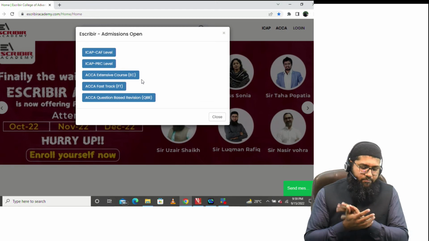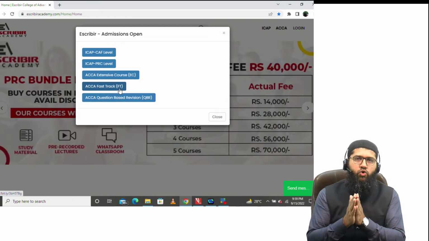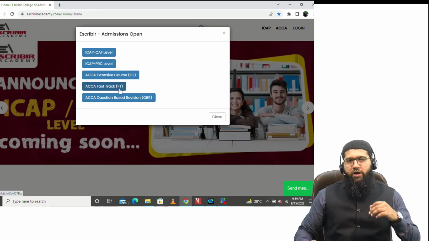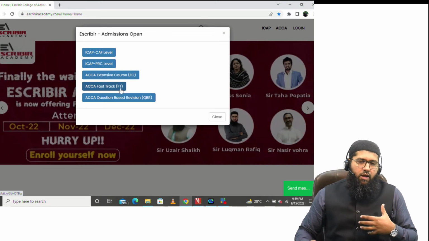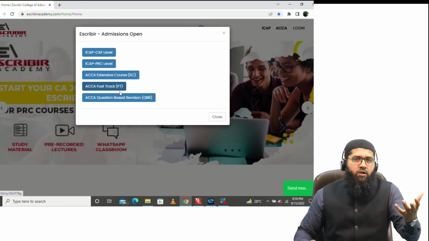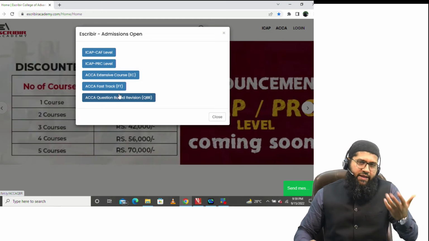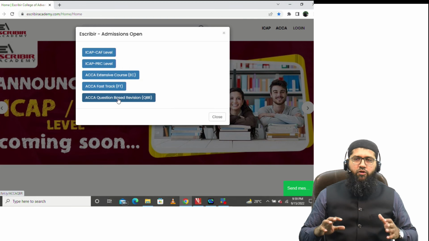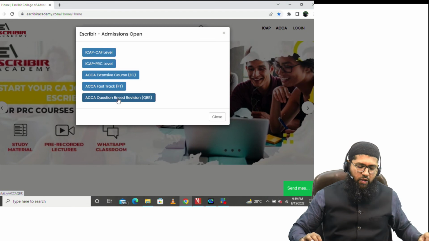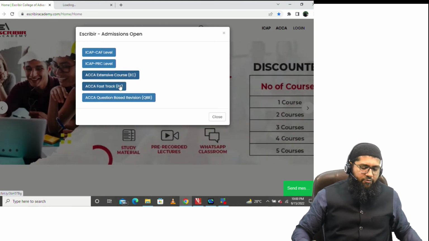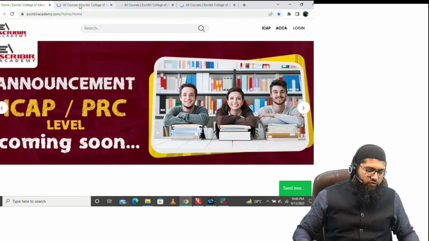The fast track covers around 70% of the course, and it's ideally suited for those who would like to do a reset, or who have already studied somewhere else, or have studied prior to this session, and they need more support, so they could go for it. And question based revision is for those people who have already completed studying the course and are now just looking for past paper solutions and all that. So it's actually suited for them. I'm just going to open all three of them for you so that you could have an idea of what exactly these courses are all about.